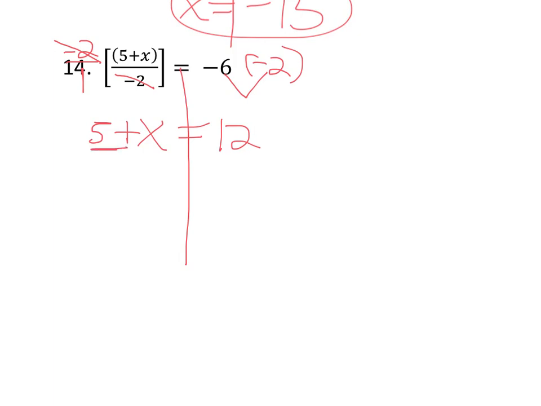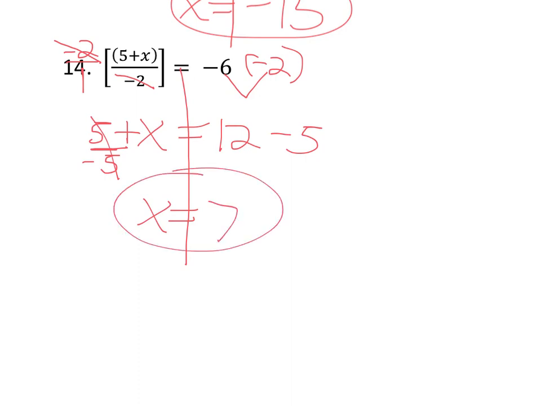Since you're adding 5 here, do the opposite, subtract 5. So you have x by itself. Subtract 5 here. 12 minus 5 is 7. All right. So these were all two-step equations. Again, make sure you stay organized, draw the line straight down the middle, and use inverse operations to solve for x.